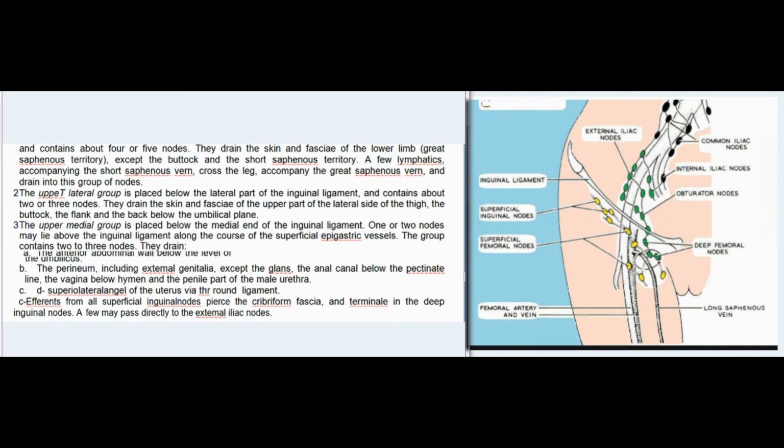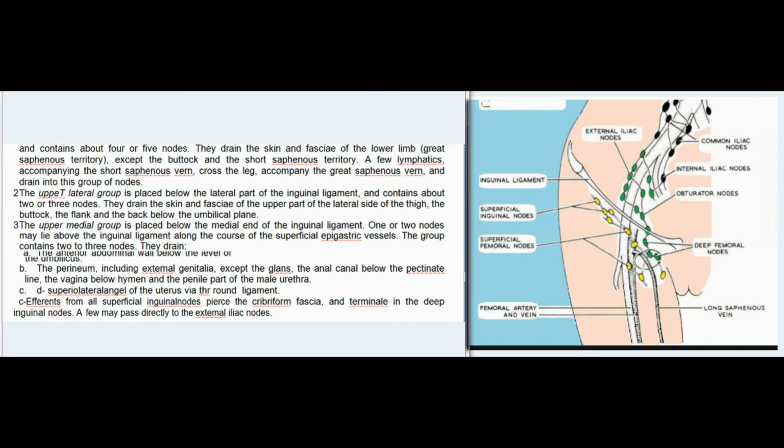2. The lateral group is placed below the lateral part of the inguinal ligament, and contains about 2 or 3 nodes. They drain the skin and fasciae of the upper part of the lateral side of the thigh, the buttock, the flank, and the back below the umbilical plane.